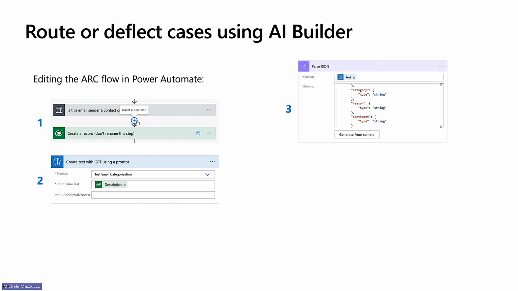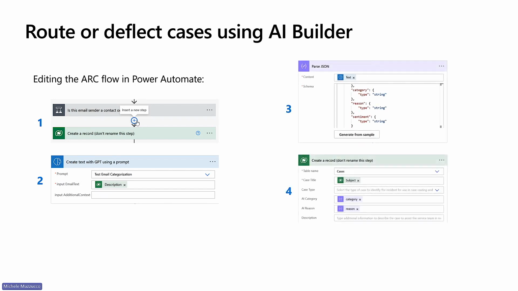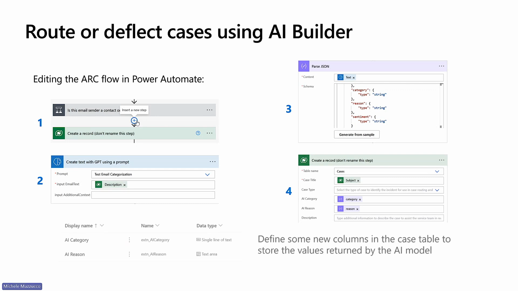After that, we'll add another step to process the JSON output. And once we have a value for each piece of information like category, we can use these values to inject new fields on the step that creates the new case in Dynamics. Of course, we also created some corresponding custom columns for the case table in our Dataverse environment to host the new values returned by the AI.